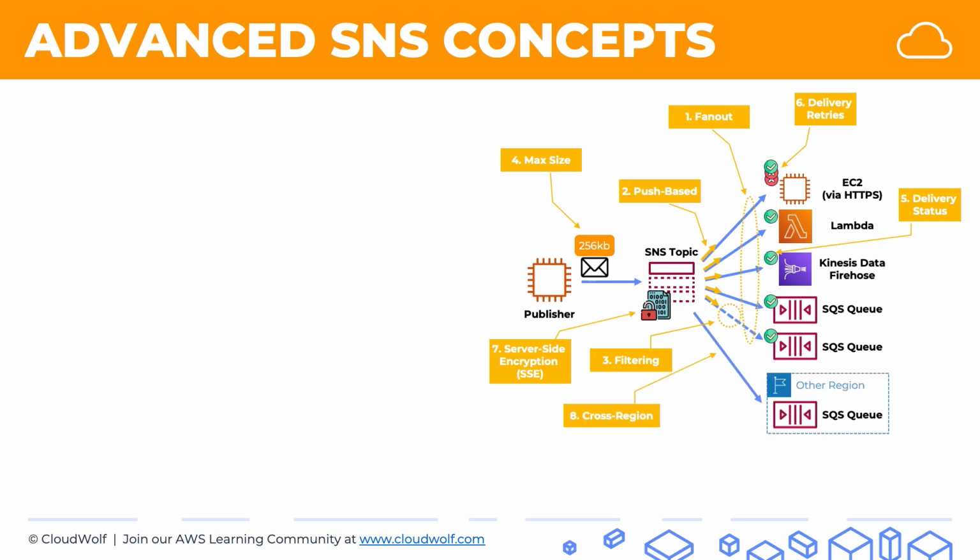Next one is SNS is available cross-region. As long as you set up the policies appropriately, you can deliver notifications to consumers or to subscribers in other regions, and also you can deliver notifications to subscribers in other accounts. But again, you need to set up the policies appropriately.